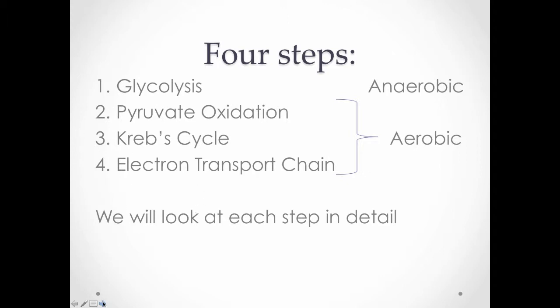As mentioned in the last screencast, there are four main steps in sugar breakdown: glycolysis, pyruvate oxidation, the Krebs cycle, and the electron transport chain. The last three are the aerobic steps, so they will only happen in the presence of oxygen. Glycolysis, which we're going to talk about today, is anaerobic. So glycolysis happens in all cells regardless. The last three steps, pyruvate oxidation, the Krebs cycle, and the electron transport chain, only happen in the presence of oxygen and only happen in eukaryotic cells that contain mitochondria.